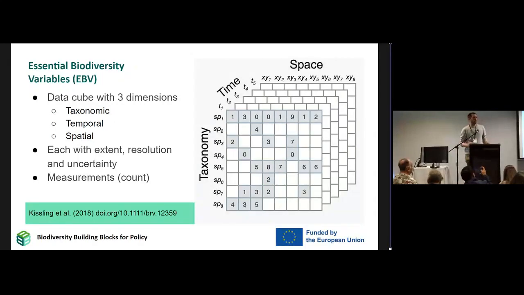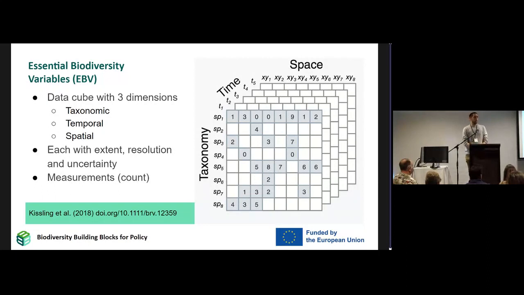And with each of these dimensions, there comes an extent. So you want to have a certain scope of how big you see your cube. Maybe it's just Australia, maybe it's all of Europe. There's a resolution, how precise you want each dimension to be. Maybe year information is enough, or you really want it per day. So you have trends throughout the whole timeline.